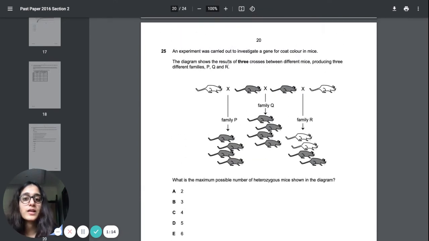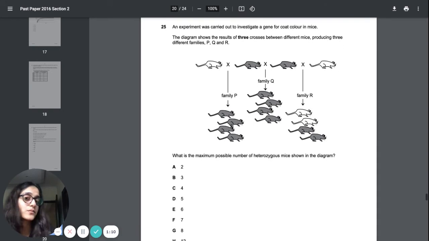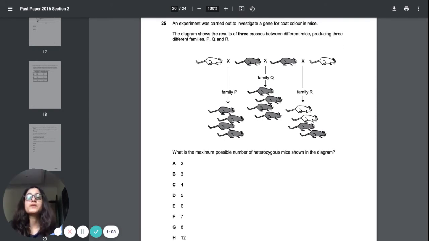All right. An experiment was carried out to investigate a gene for coat color in mice. The diagram shows the results of 3 crosses between different mice, producing 3 different families, P, Q, and R. What is the maximum possible number of heterozygous mice shown in the diagram? So all of the gray could be heterozygous, which would be the maximum possible. So we need to consider whether this is a possibility.